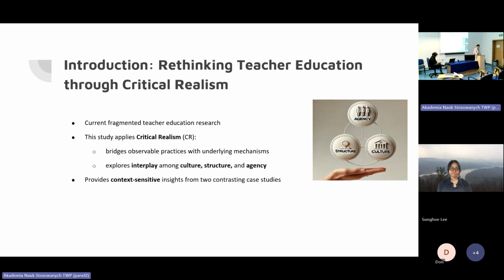To address this, I turn to critical realism. My dissertation applies critical realism as both a theoretical lens and a methodological approach to examine the dynamic interplay of culture, structure, and teacher-educator agency within pre-service teacher education.